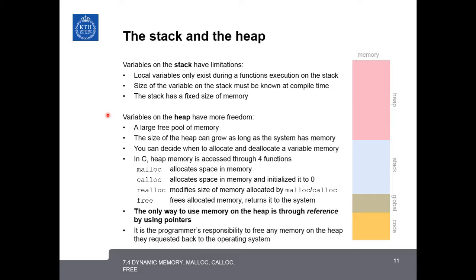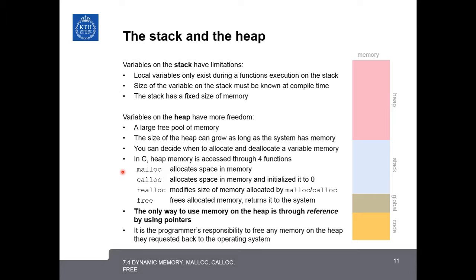The heap, or dynamic memory, has a lot of advantages, but also some disadvantages. It's a very large pool of free memory, and it can grow as long as the system has memory. You can decide when and where to allocate and deallocate memory in the heap. In C, you can access memory from the heap using 4 different functions.